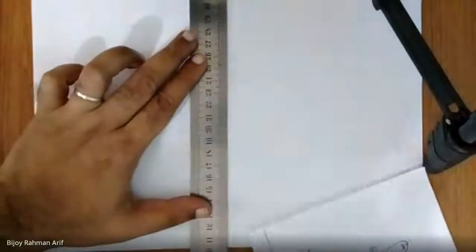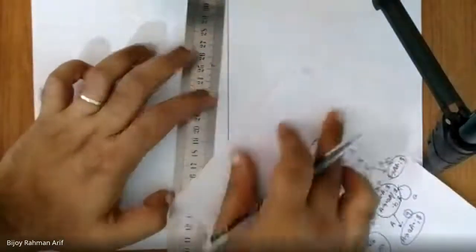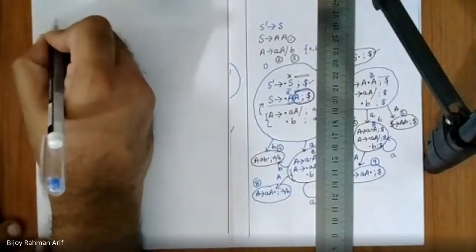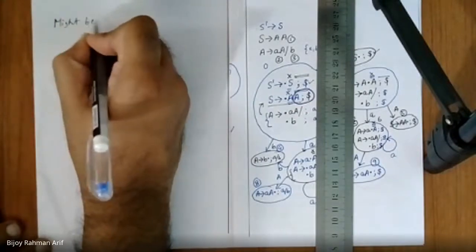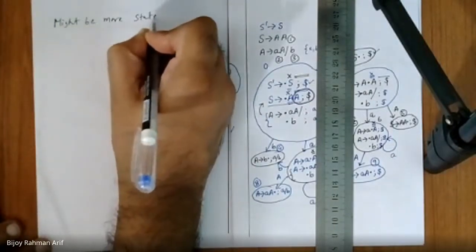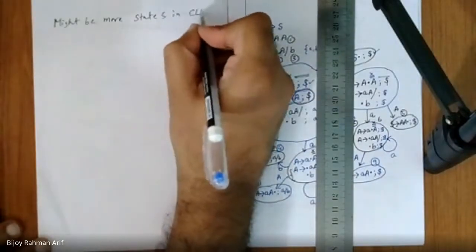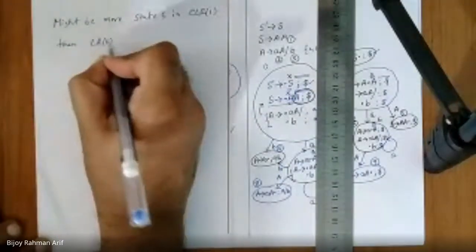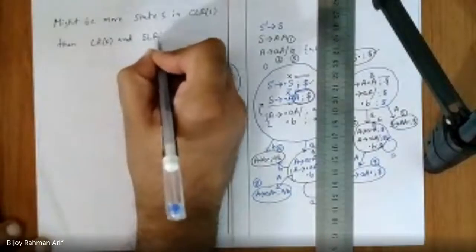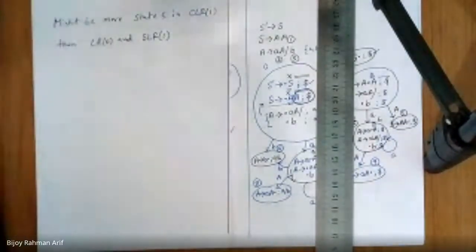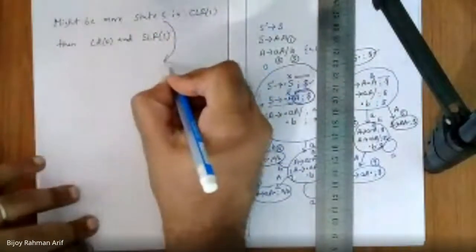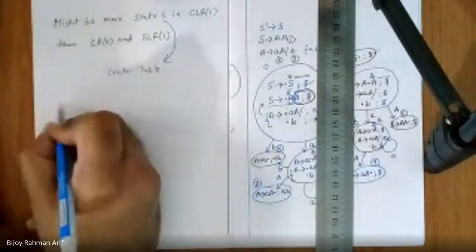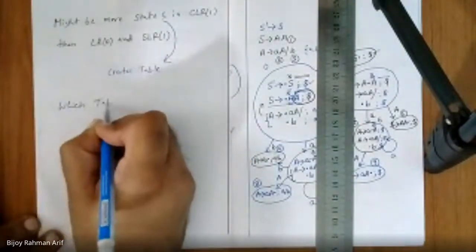If you compare, CLR1 might have more states than LR0 and SLR1, and states create the table. Now, which table is shallower? SLR.